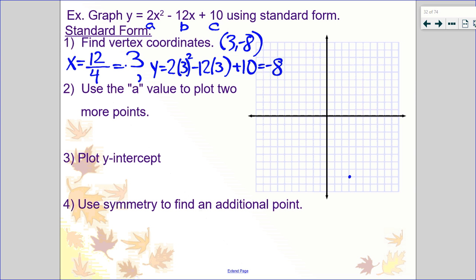Now, the next thing I'm going to do is use my A value to plot 2 more points. What is A for this equation? 2. A is 2. So I want to show you how that works. From your vertex, you're going to go up 2, and then right 1 and left 1. And those are 2 points that your parabola is going to travel through.